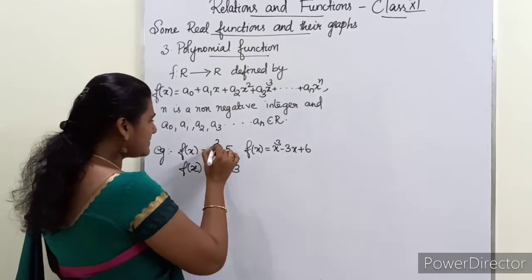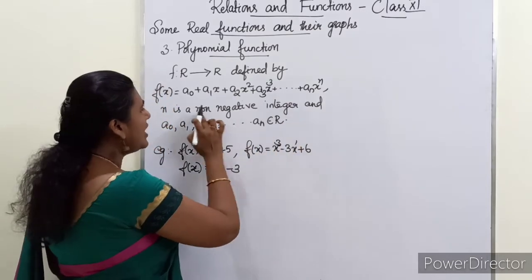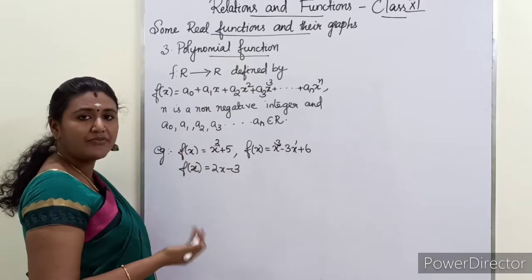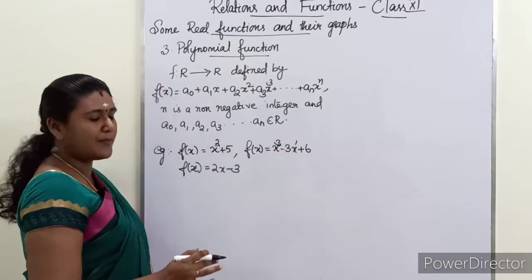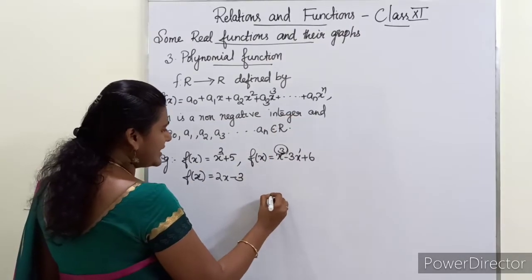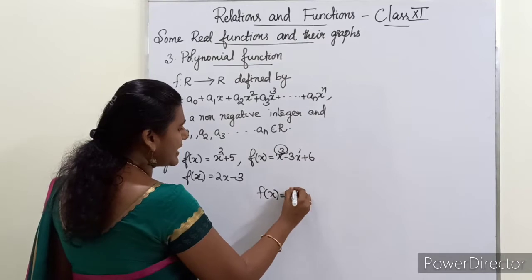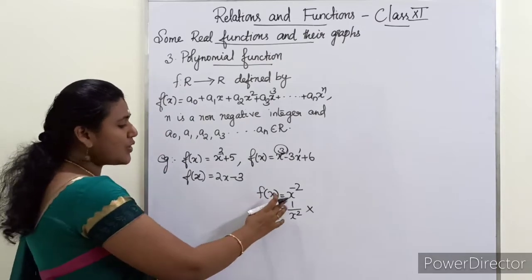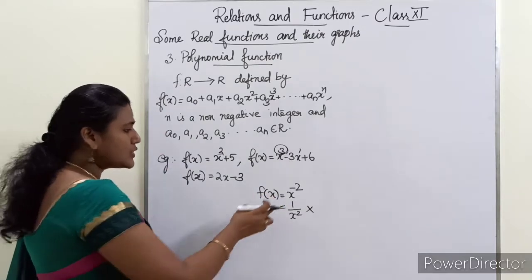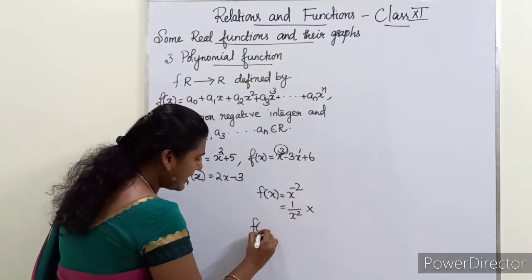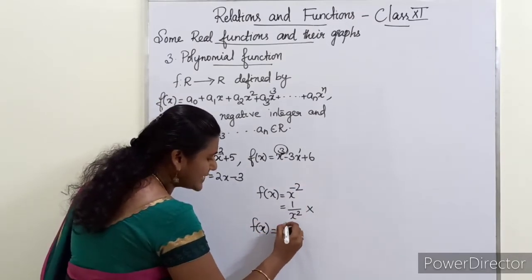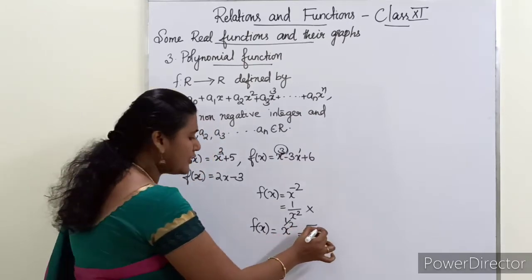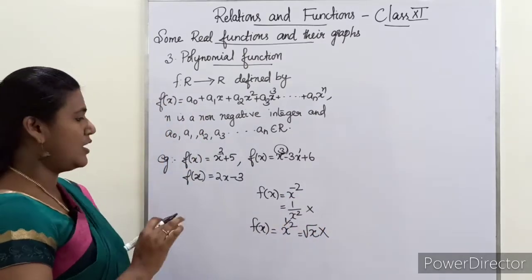So here the power of the variable should be a non-negative integer. If it is a negative integer, what will happen? This expression cannot be a polynomial. For example, if I write f of x is equal to x power minus 2, it means 1 by x square, which is not a polynomial. So this is not an example of a polynomial function. If in place of this power you consider a rational number, for example x power 1 by 2, then we can write it as root x. This is also not a polynomial. So these are all not examples of polynomial functions.